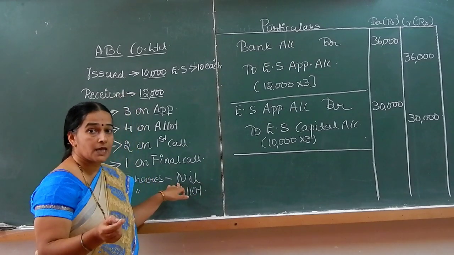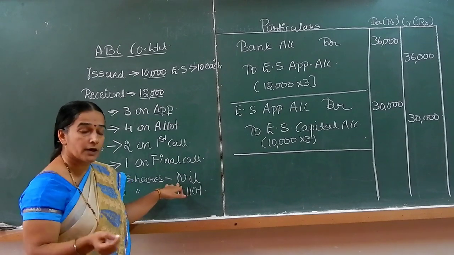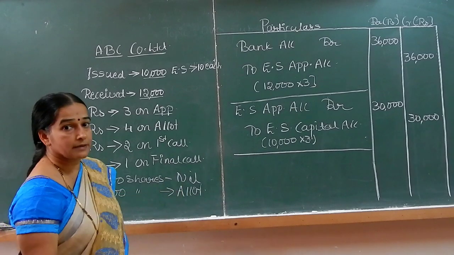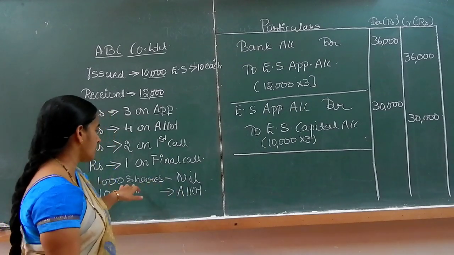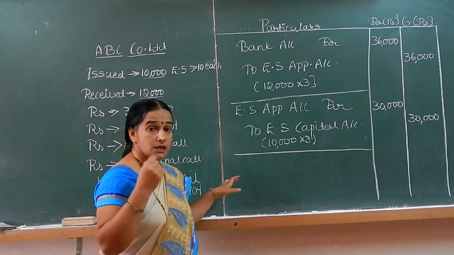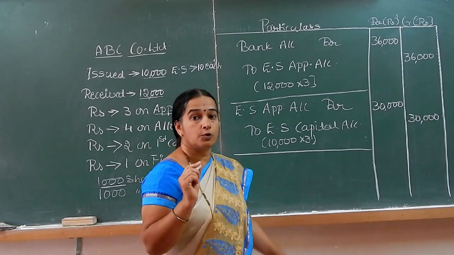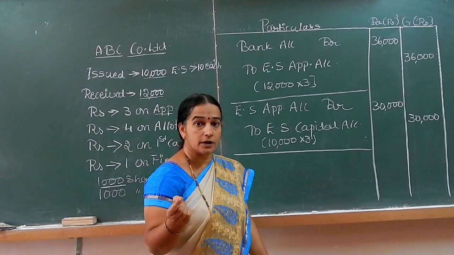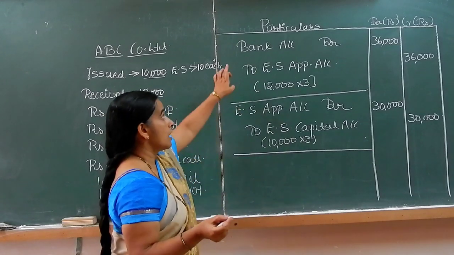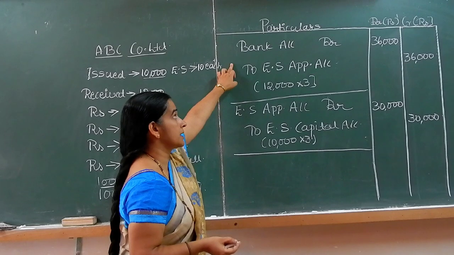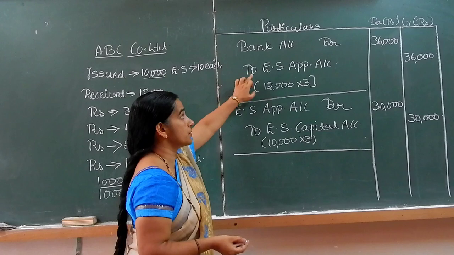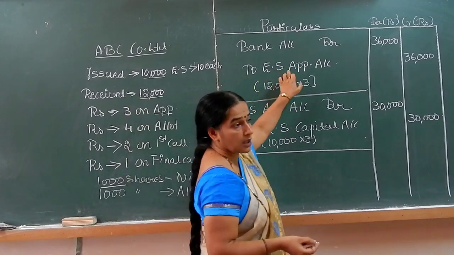For their money is returned to them. So one more entry we have to pass in this stage, that is for returning the application money of how many shares? That is 1000 share application money is returned to the applicant for whom no shares are allotted along with letter of regret. So here for receiving the application money, we have made the entry, that is bank account debtor to equity share application account.